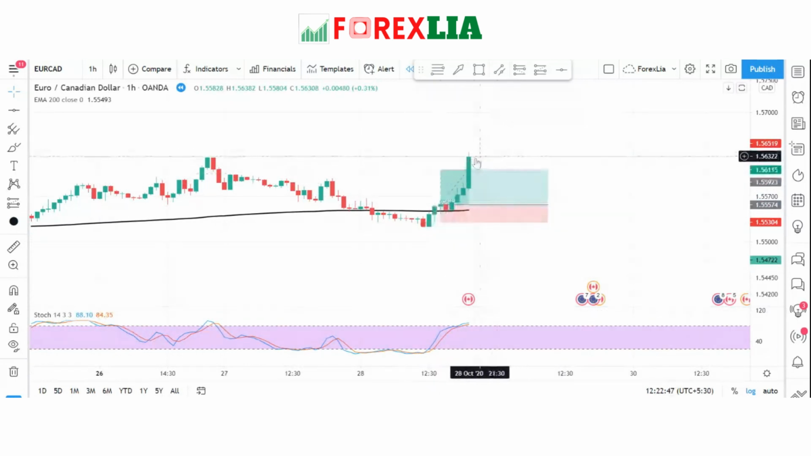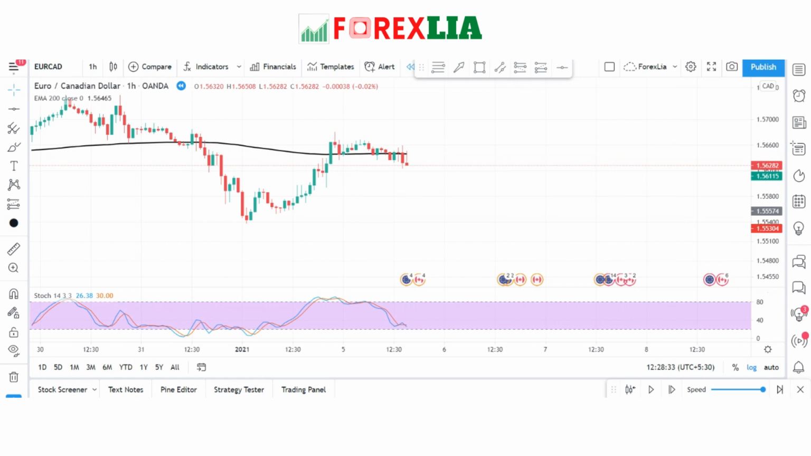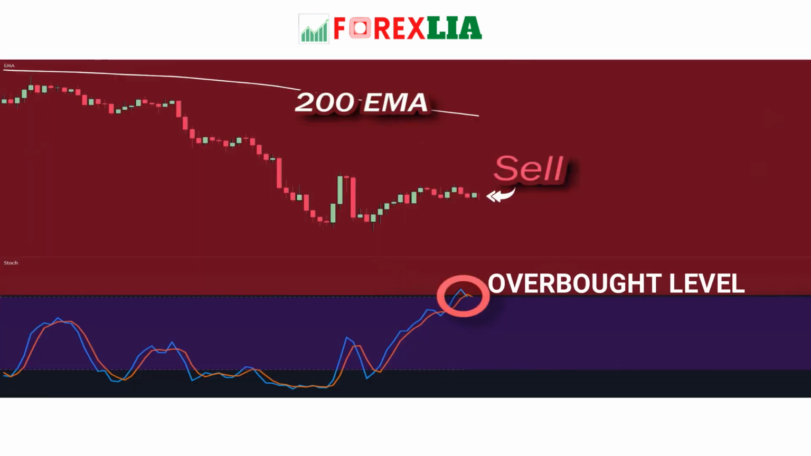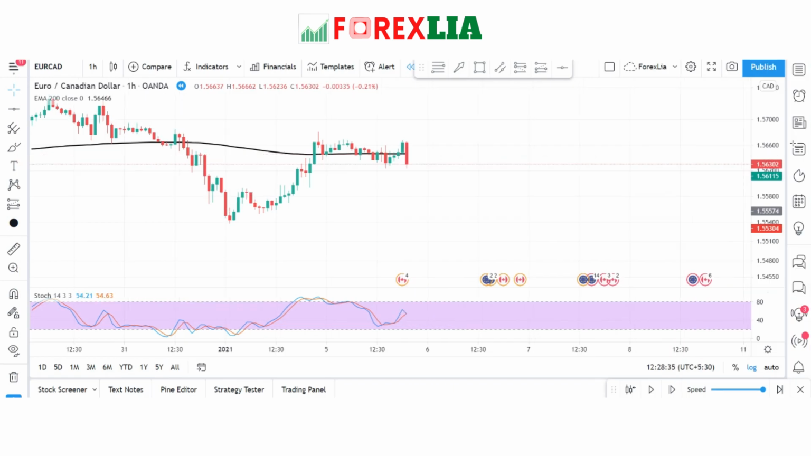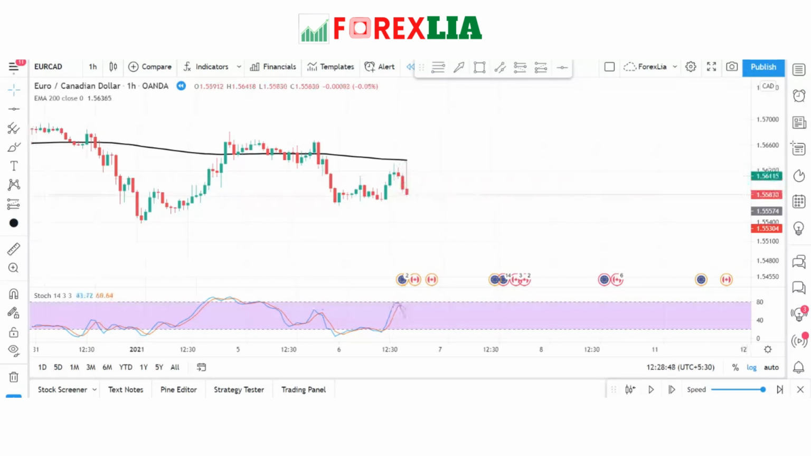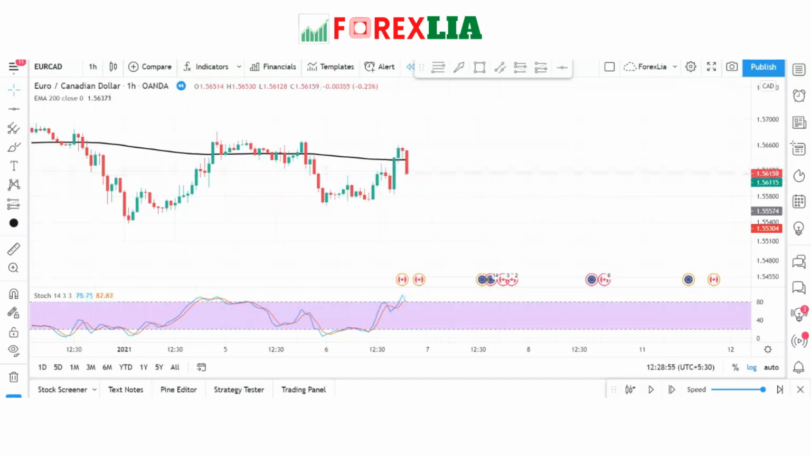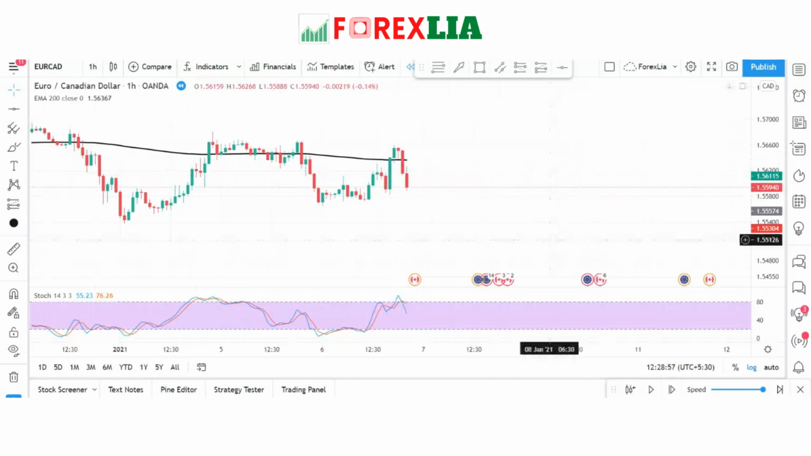We won this trade. And it's the same for sell positions as well. If the price is below the 200 EMA while the stochastics is at overbought, you take a sell position. This is the stochastics confirmation at the overbought level and the 200 EMA confirmation.